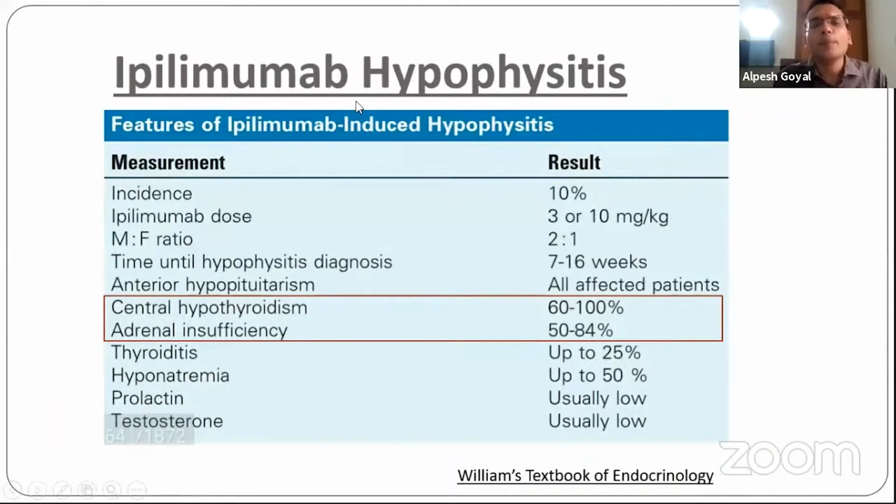So if we talk about ipilimumab hypophysitis, central hypothyroidism and central hypoadrenalism are the two most common adverse events, as is also seen with traditional lymphocytic hypophysitis. Central hypothyroidism can be seen in up to 100% of patients, and you often get low prolactin and hyponatremia, which can be seen in up to 50%.